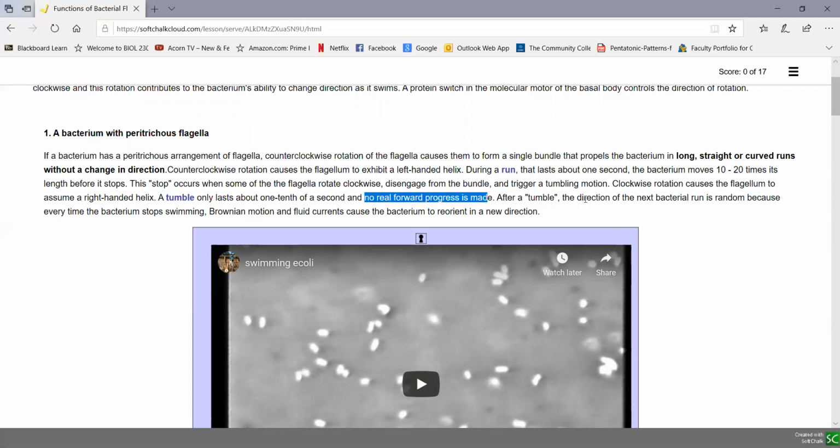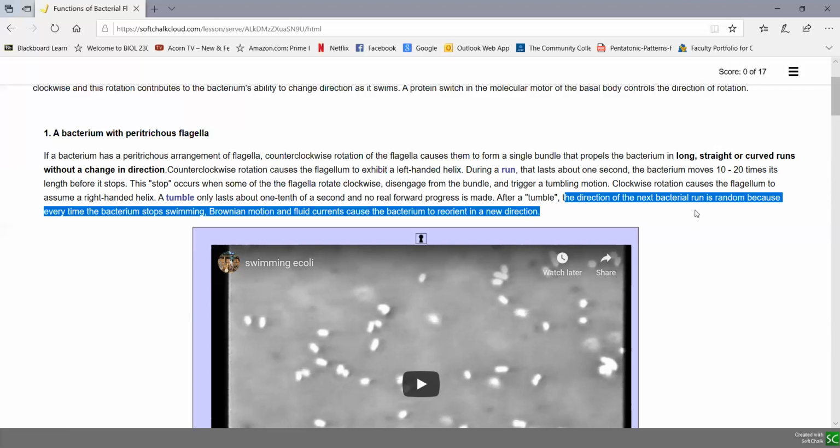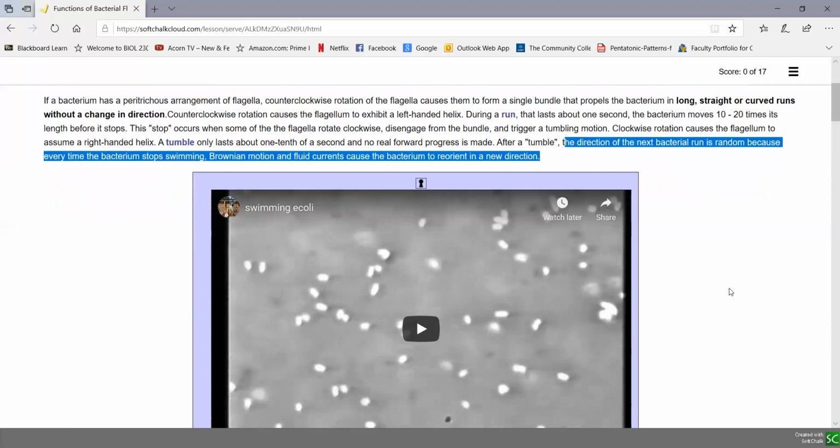But after the tumble, the direction of the next bacterial run is random. The bacteria don't really have any way to steer whichever way they're pointing. When they start rotating their flagella counterclockwise, again, that's the direction they move. And Brownian motion and fluid currents are constantly causing the bacteria to change direction during the tumbling. But eventually, one of those tumbles causes the bacterium to reorient in a good direction, and that results in, once again, having runs.